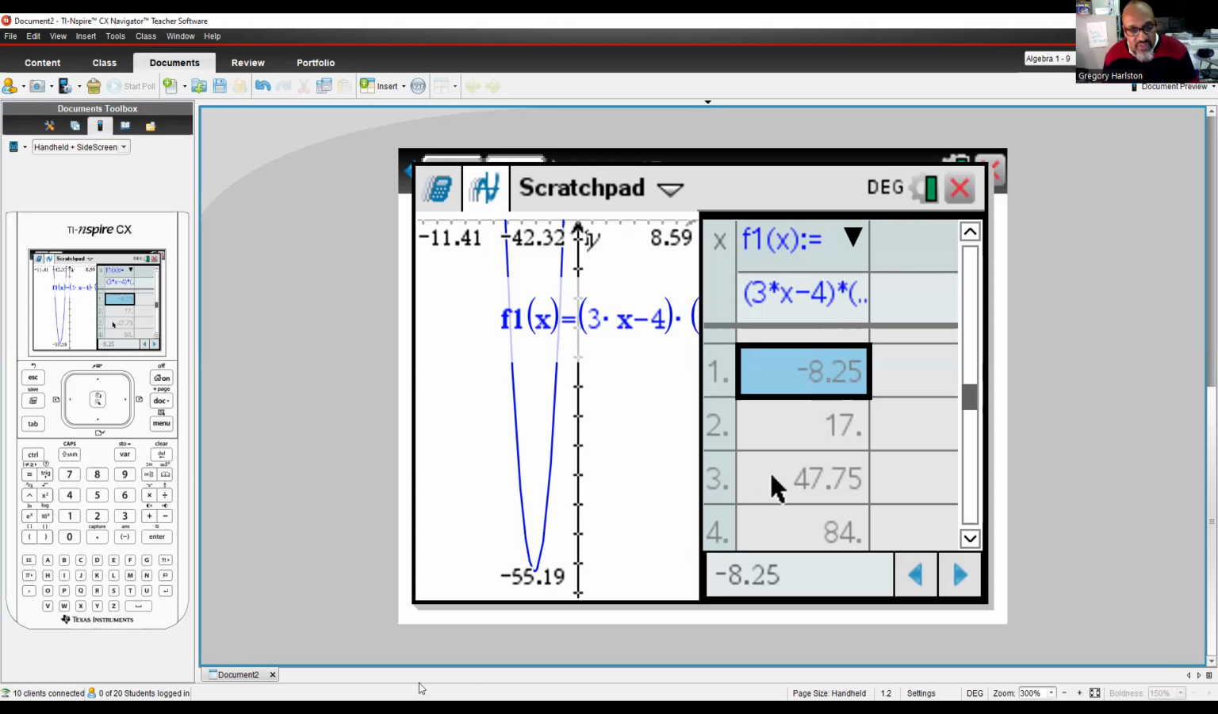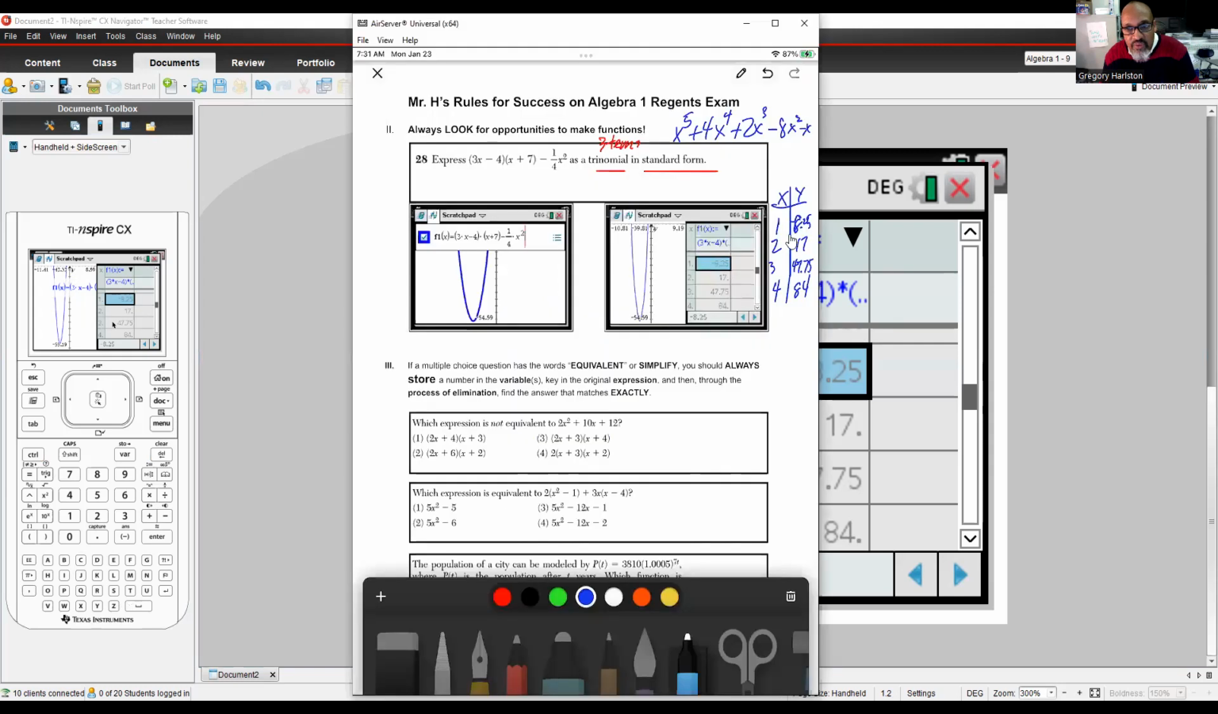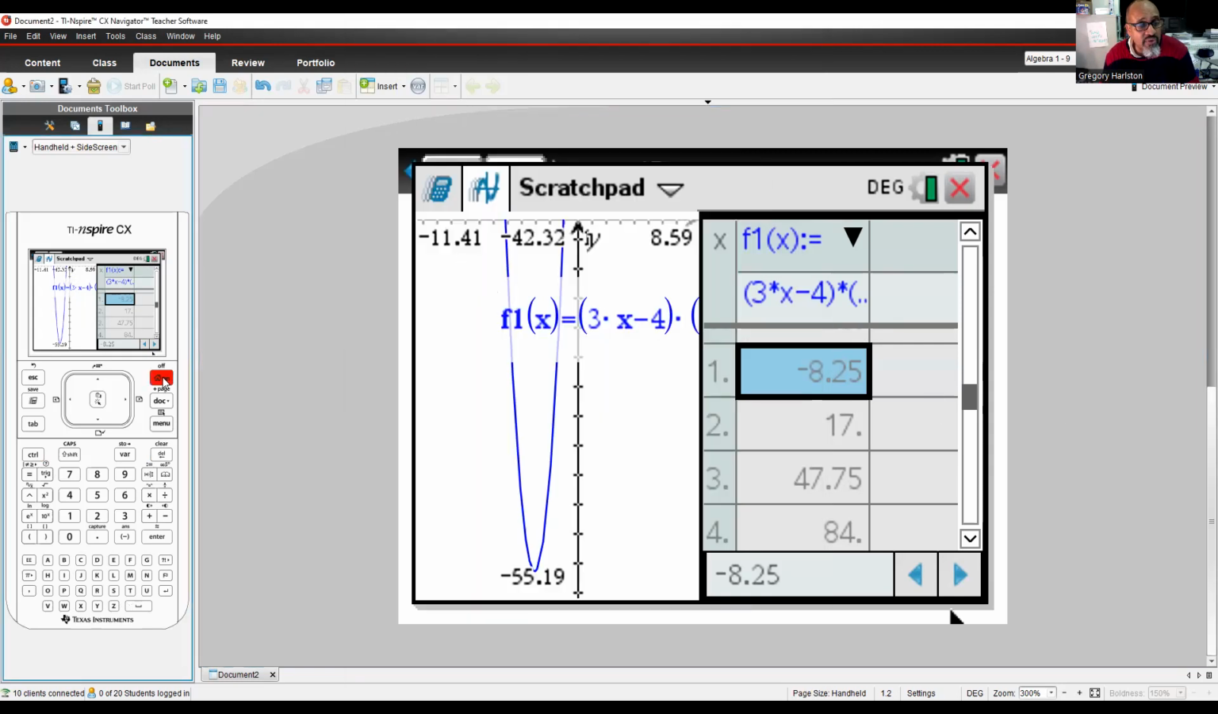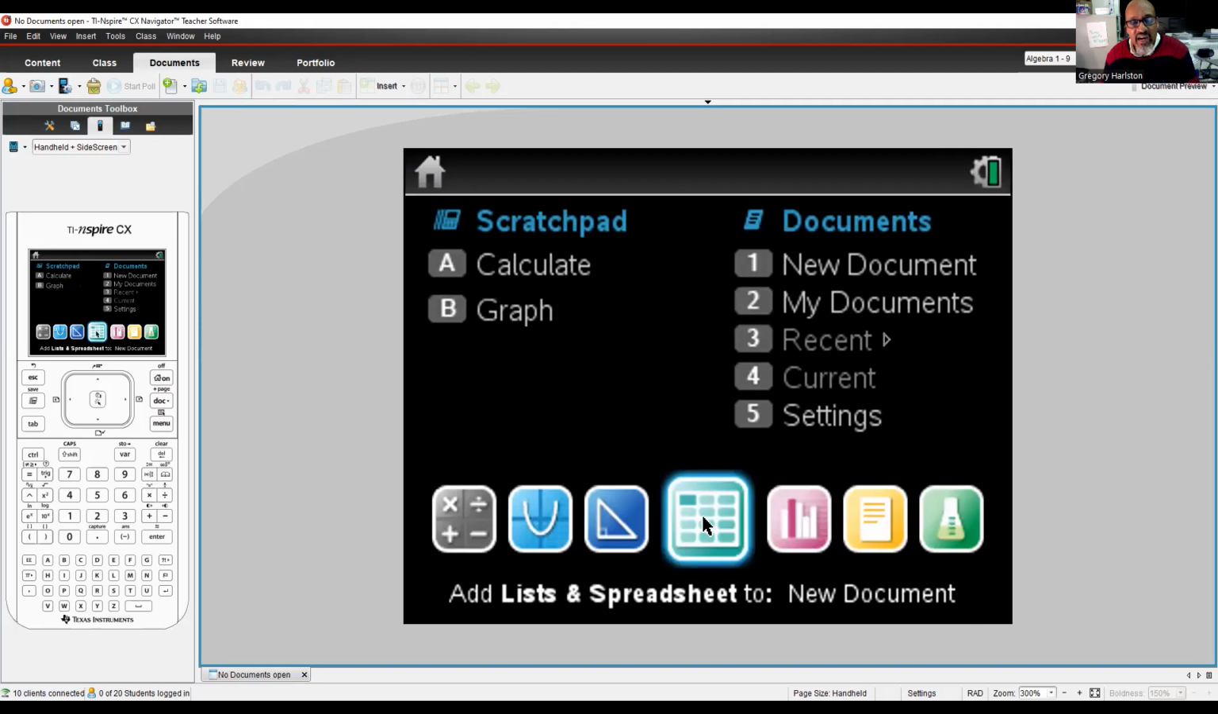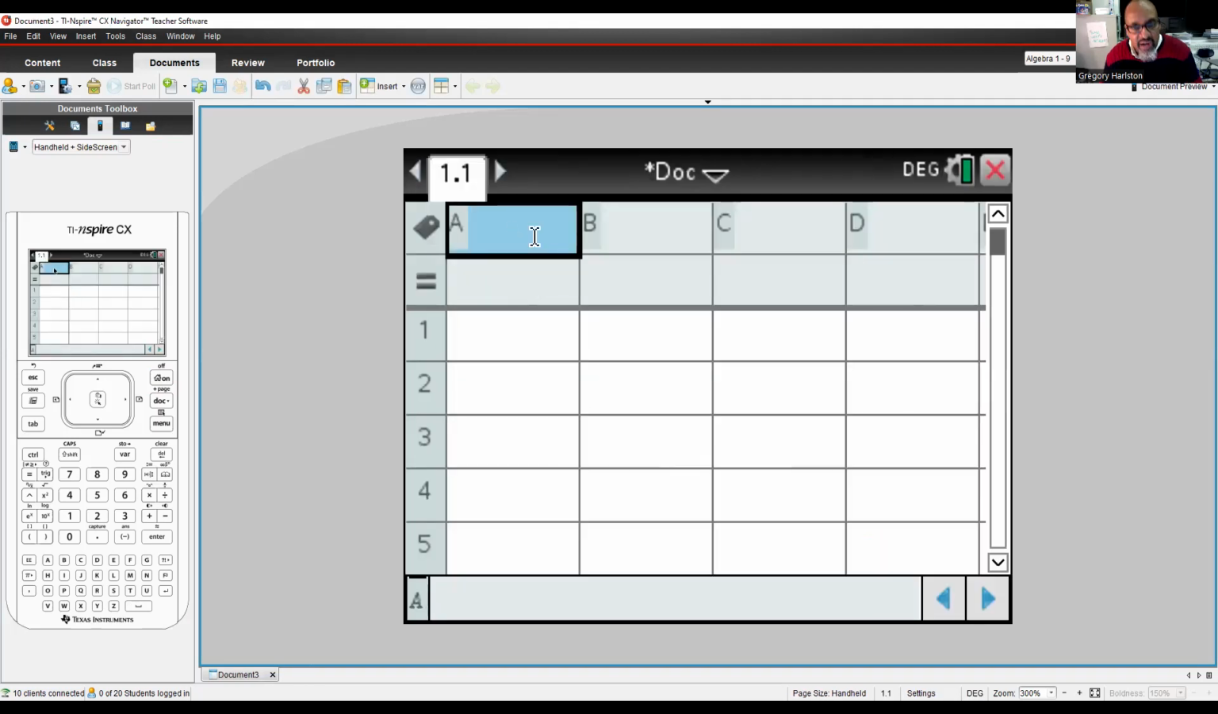So once I do that, you can see I wrote down my values. What I'm going to do now is go to the spreadsheet. Let me get rid of this. I don't want to save anything. I'm going to use the spreadsheet, and I'm actually going to put those 4 values in here, and then I'm going to come up with the equation.